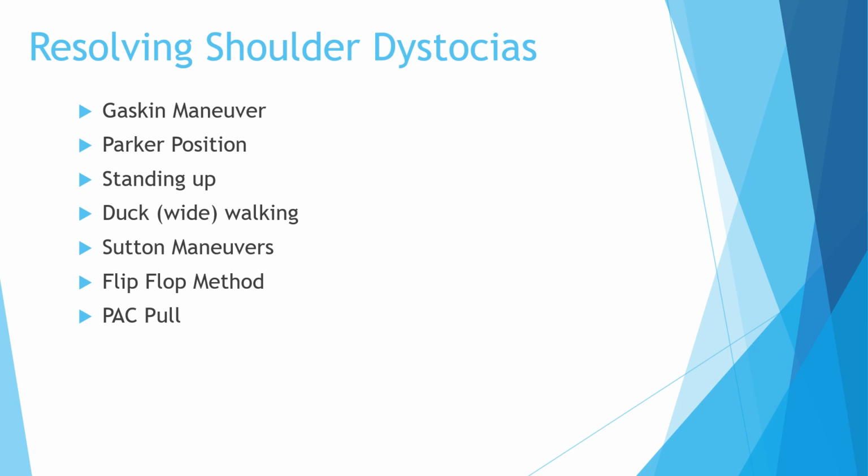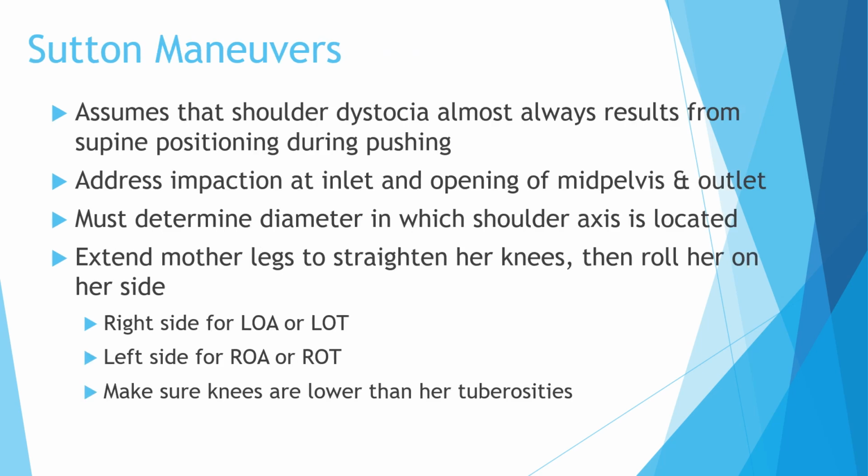For resolving a shoulder dystocia, there's the Gaskin maneuver, Parker position, standing up, a duck walk, a Sutton maneuver, the flip-flop method, and the pack pull. The Sutton maneuver assumes that a shoulder dystocia almost always results from a supine position during pushing. So that's more of lying on the back. Address the impaction at the inlet and open up the mid-pelvis and outlet. So with shoulder dystocias, when I get them, as soon as I do one position of rotating, most of the time the mild dystocia will resolve itself. We just need to help the pelvis rotate the baby.